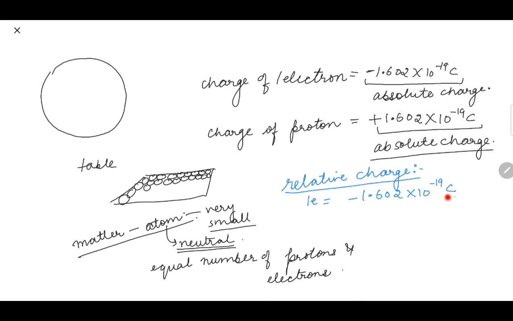We say that the charge of one electron is this, and the charge of one proton is plus 1.602 into 10 raised to the power minus 19 coulomb. If I divide them, I am comparing the charges of the electron and the proton. I get minus 1.602 into 10 raised to the power minus 19 over plus 1.602 into 10 raised to the power minus 19. They get cancelled out, and what am I left with?